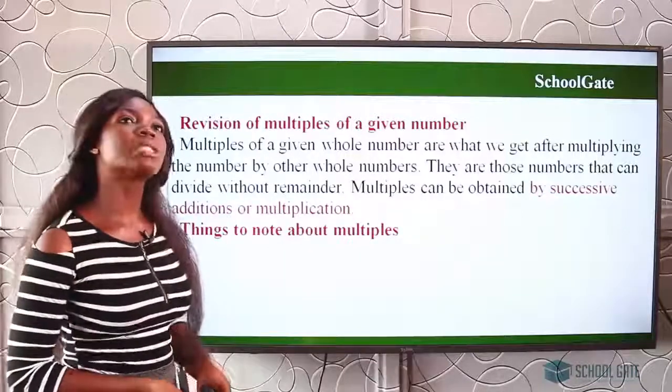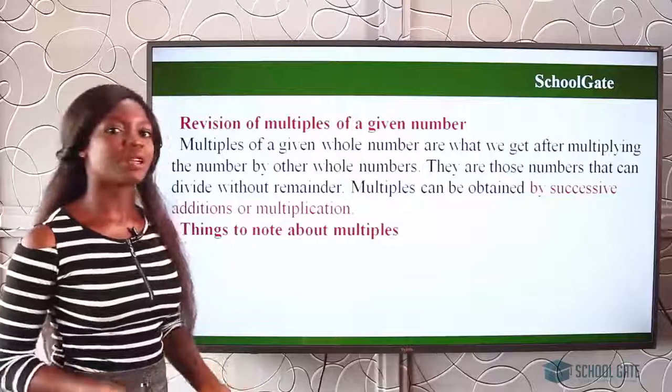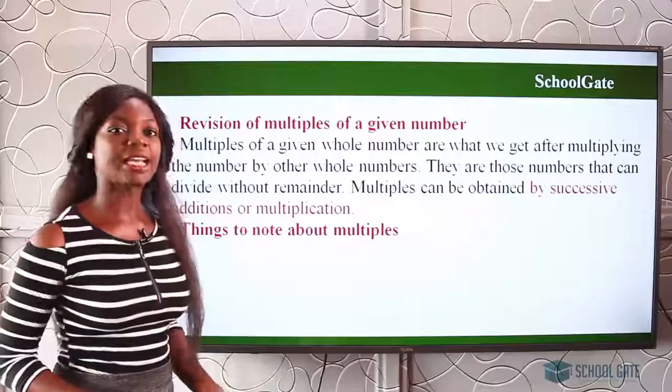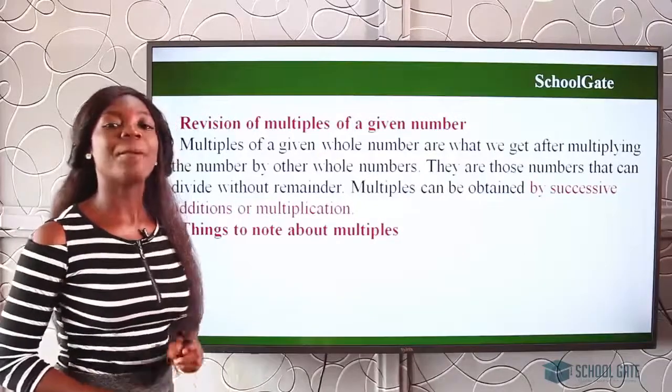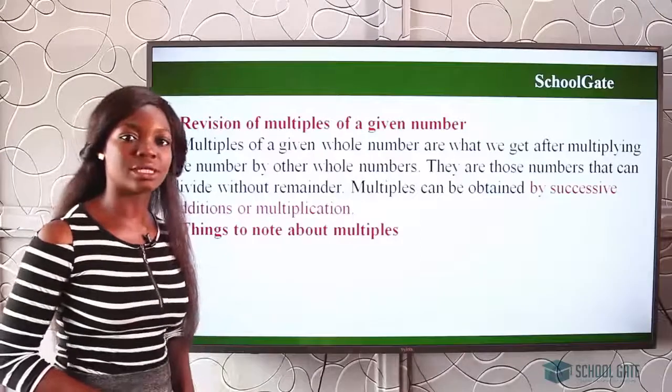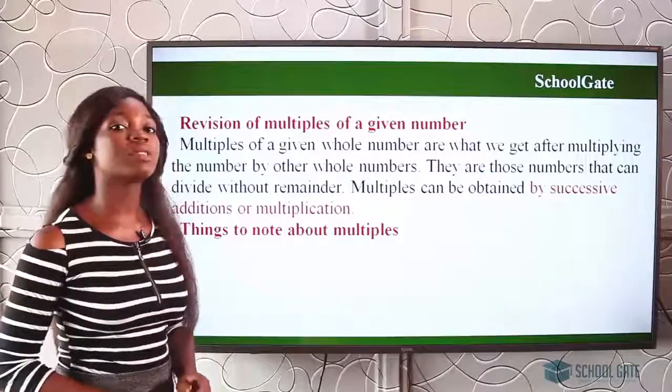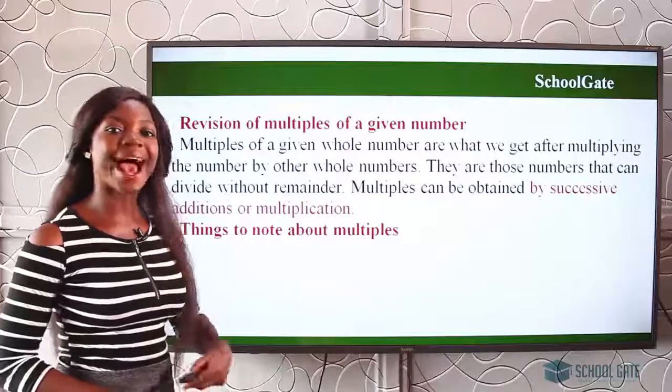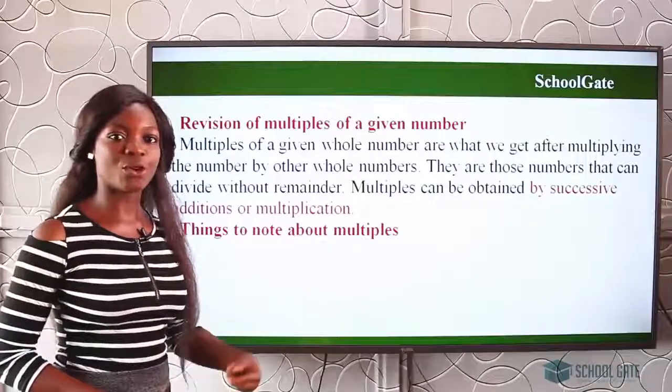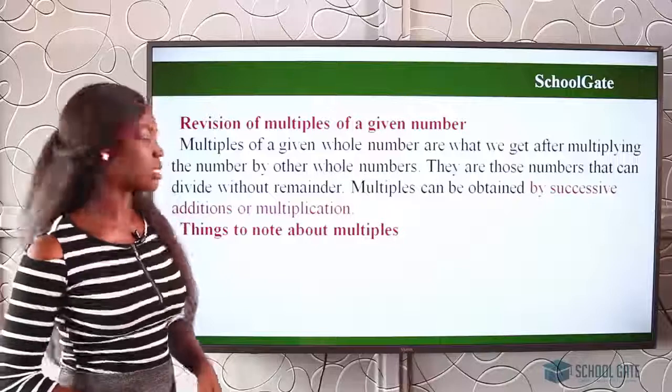Now, multiples are infinite. They don't have an end. And then how can you get multiples of a number? By successive additions. That means you can get multiples of a number by adding that particular number to itself repeatedly. We'll get to find out more about multiples.